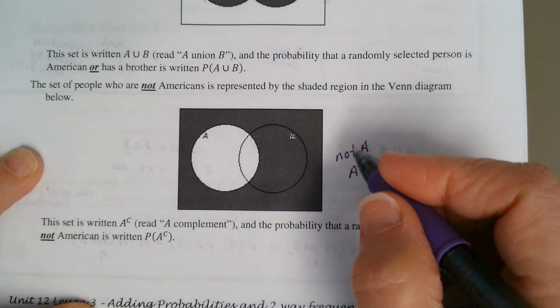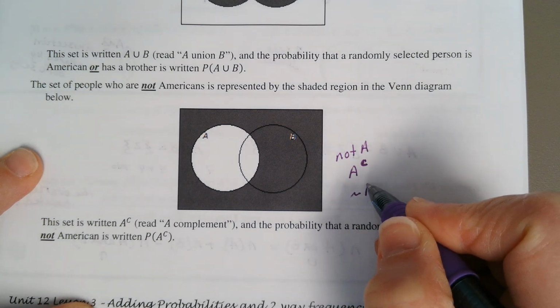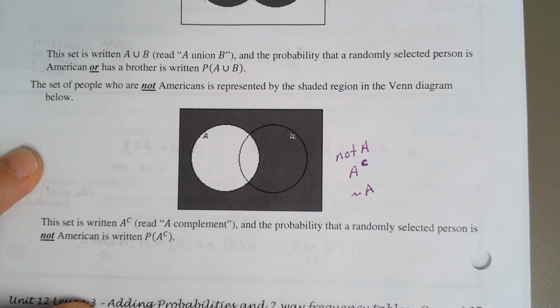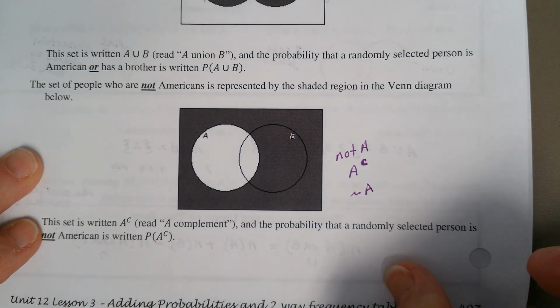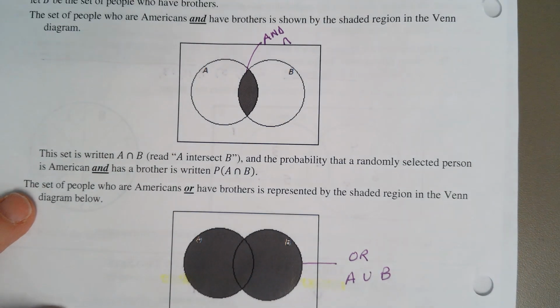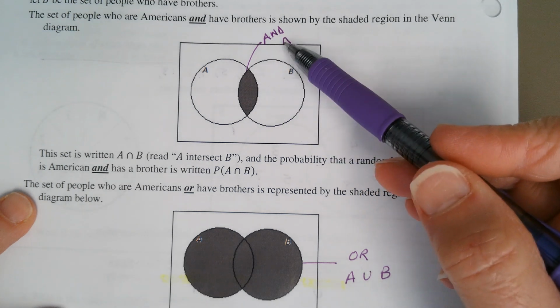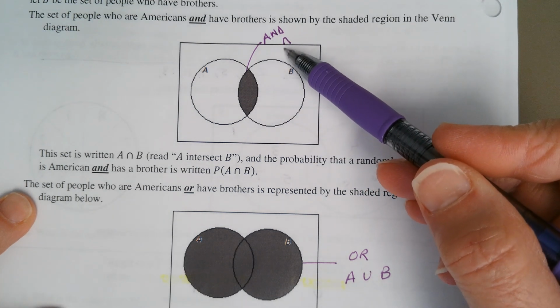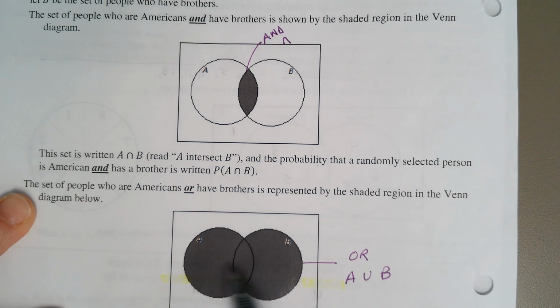I would also use the tilde A for not A. The set is written A complement. And the probability that a randomly selected person is not American is written the probability of A complement. Again, the important thing here is the overlap, the and, that's intersection of, and the new symbol. And or is union of, and the symbol.